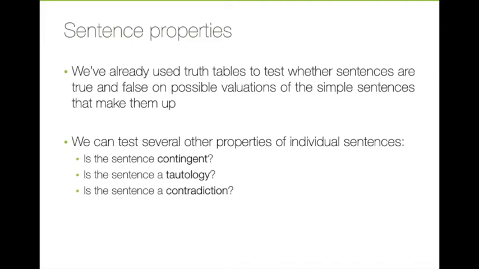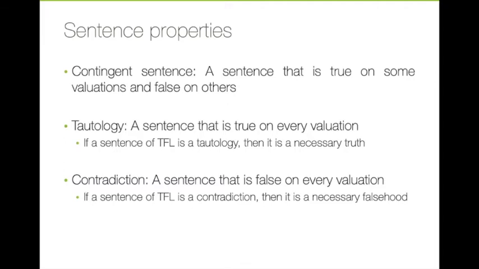So for individual sentences, we can ask whether or not they're contingent, whether or not they're a tautology, whether or not they're a contradiction. Some of the concepts we're going to use to define these properties should be familiar from lesson video 1.5. That's where we covered some of these core logical concepts. Again, that might be another one worth reviewing if you've forgotten some of these since we haven't used them for a while.